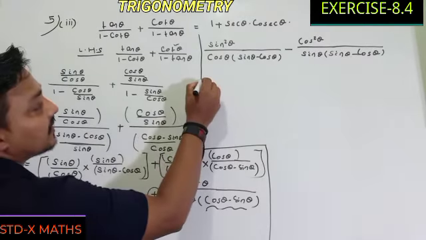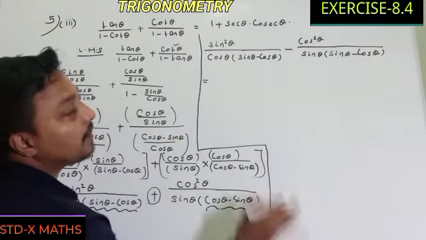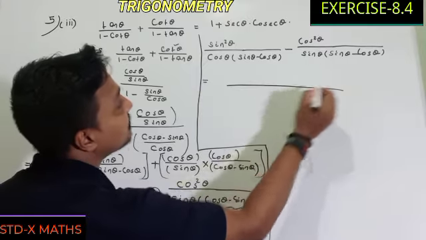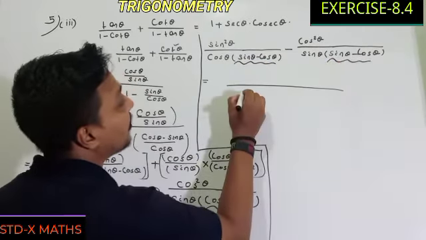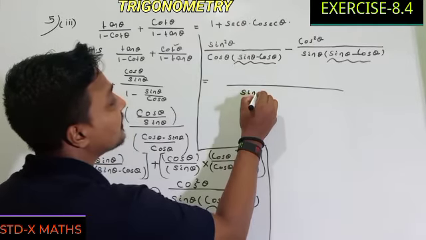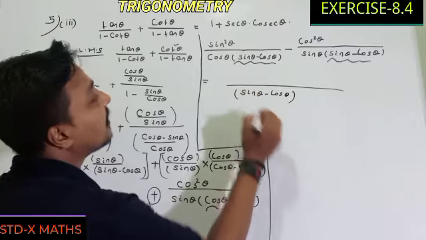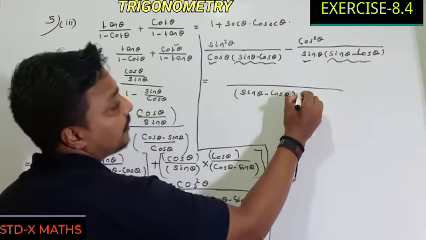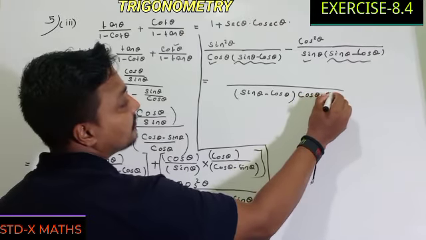Then in the next step, everyone see, I am taking the LCM of the two terms. On taking the LCM, both of these are the same, so I am writing it as sin theta minus cos theta. But the different factors are cos theta and sin theta, so here I am writing cos theta into sin theta.